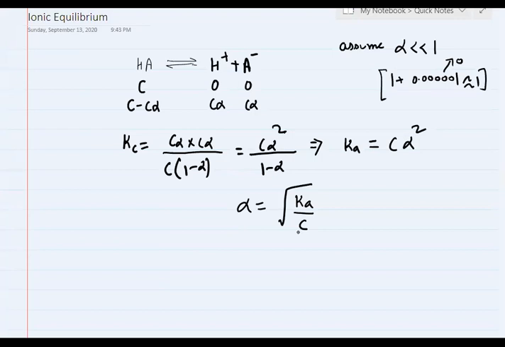So if I say that degree of dissociation is inversely proportional to root of the concentration of the electrolyte, will it be correct? For weak electrolytes, yes, it will be correct. Yes, everyone? Okay, everyone, I hope everyone is understanding this.